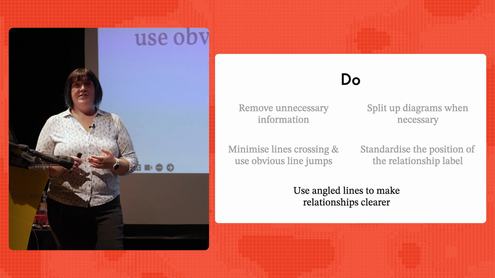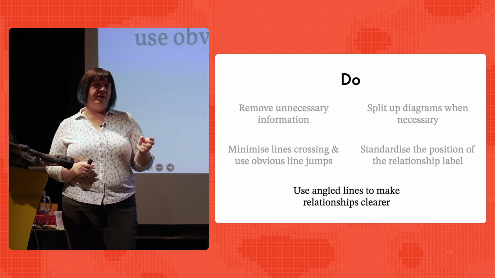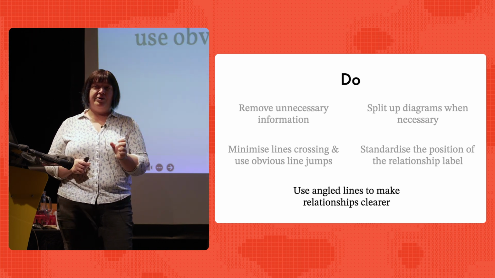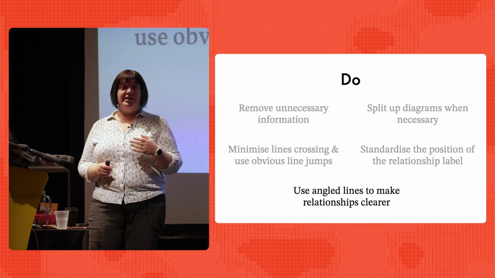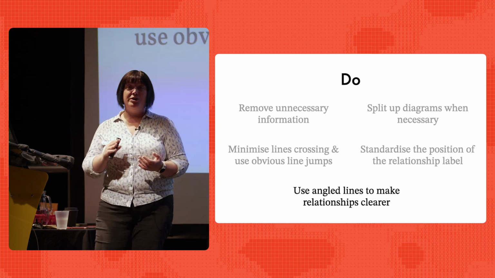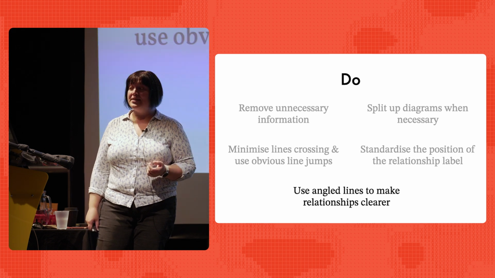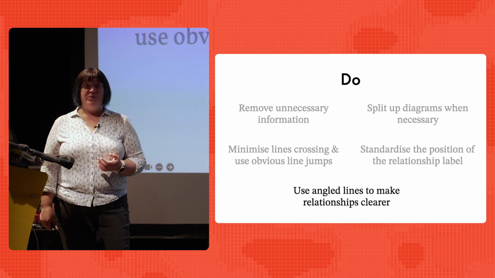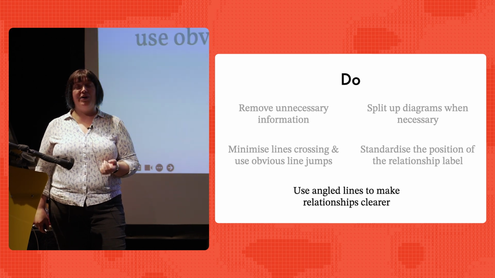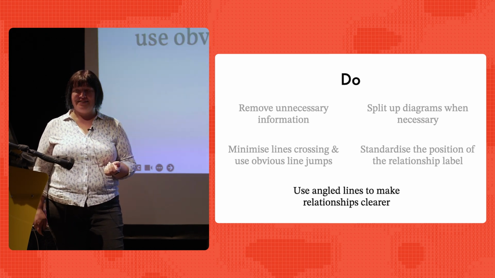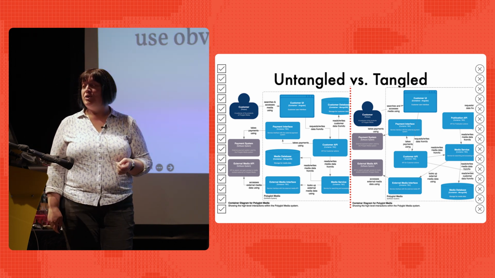This one is quite a nuanced little thing, but if you can standardize where you put your labels, like say at the beginning of the arrow or in the middle of the arrow, it makes it so much easier for people to easily see which label goes with which line in your diagram. So definitely do that. And then last of all here, we can use angled lines, or what's called orthogonal, if I can say it. This makes the relationship a lot clearer, and I will show you what these are.